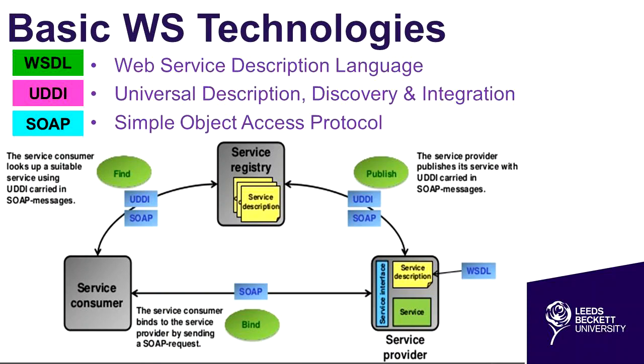So what a service consumer does, which is on the left hand side of the slide, is they will exchange UDDI and SOAP messages with the service registry. They will discover the list of services. They will pick a service or a set of services. They'll bind the service to their application and then they use it. Right?